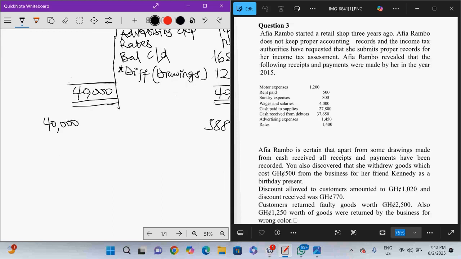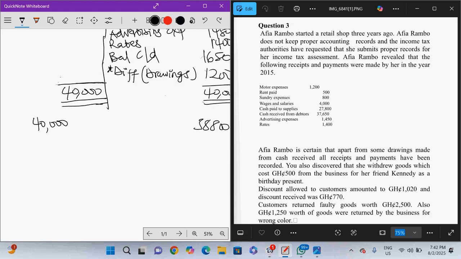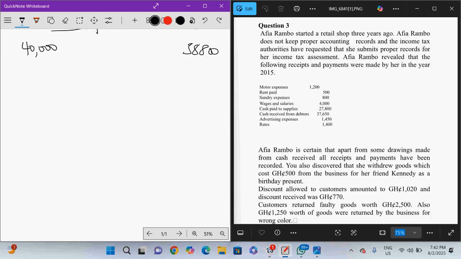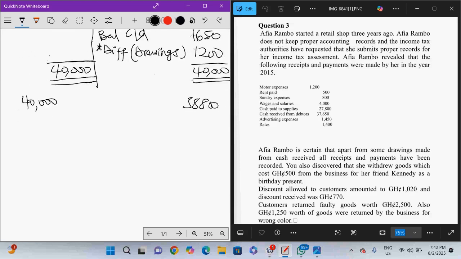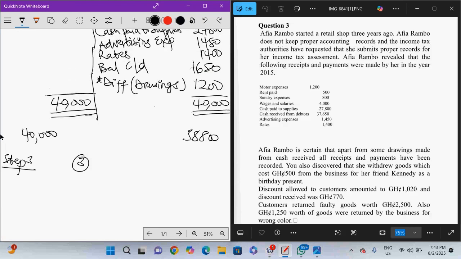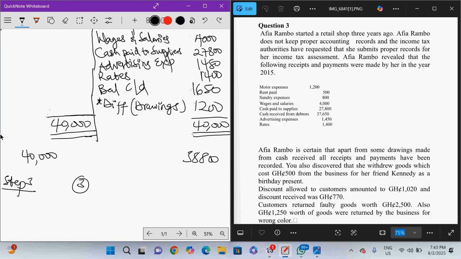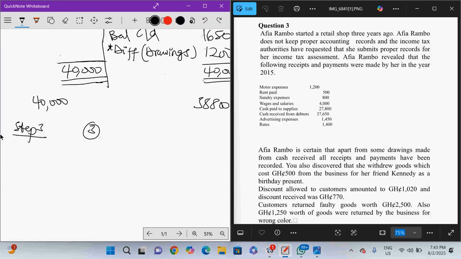Let's move on to step 3. So step 3. What is step 3 about? That is workings 3. Workings 3 says we should do what? We should prepare the sales and purchases ledger control account to get the sales and purchases.